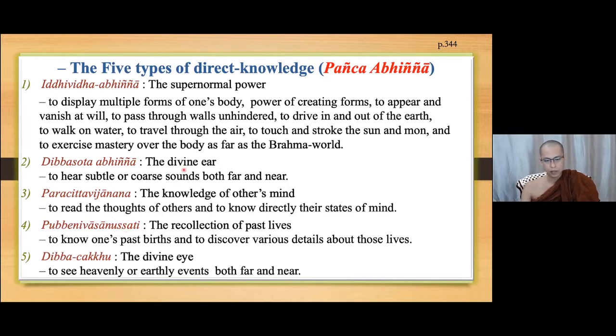So Dibba Sota has the present sound, and Dibba Cakkhu has the present visible form. In both cases, heavenly events and earthly events, it doesn't matter. He can see the visible form in those events. That is the power of the divine eye. Although we see different events by the Dibba Cakkhu, whatever we can see is the present visible form. And the others are related to Iddhividha Abhinna.